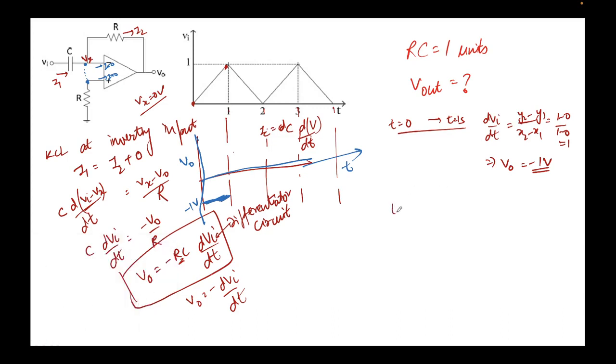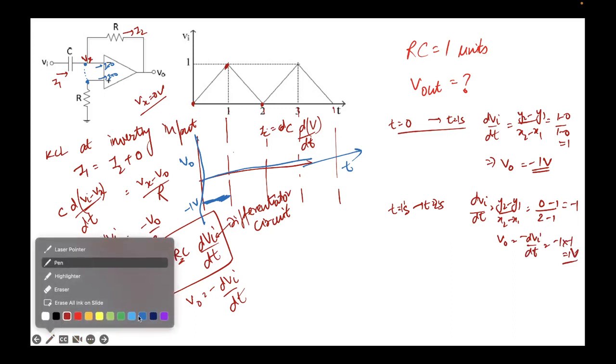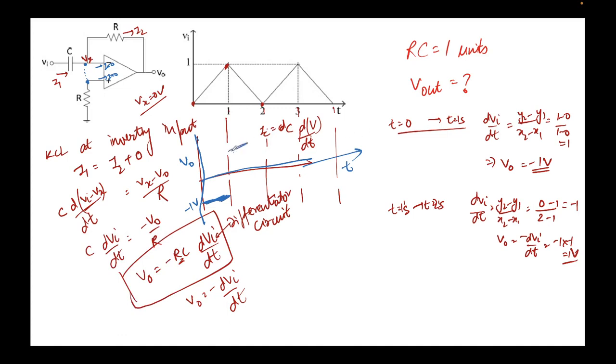Right, now let's do from t equal to 1 second to t equal to 2 seconds. Let's find out the slope. So dVi over dt, again same formula. This is a straight line, y2 minus y1 upon x2 minus x1. Now y2 here would be this because this is the final point, and y1 would be this. So y2 would be 0 volts minus 1 volts divided by time, 2 seconds minus 1 second. So this will be minus 1. So V0 is nothing but minus dVi over dt, so this will be minus 1 into minus 1, which is plus 1 volts. Okay, so from 1 to 2 seconds, what we are getting is plus 1 volts here.